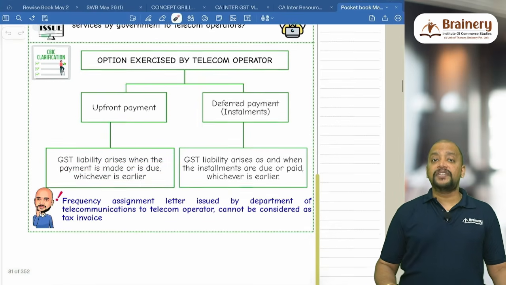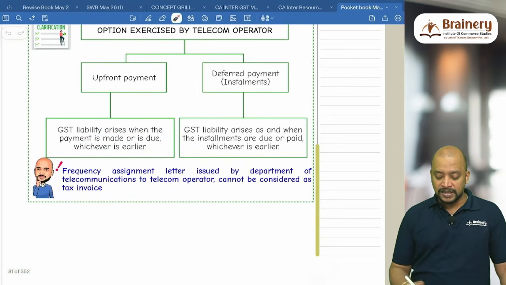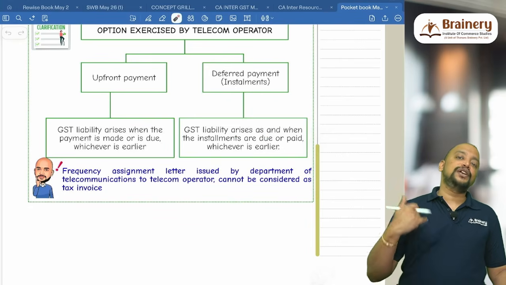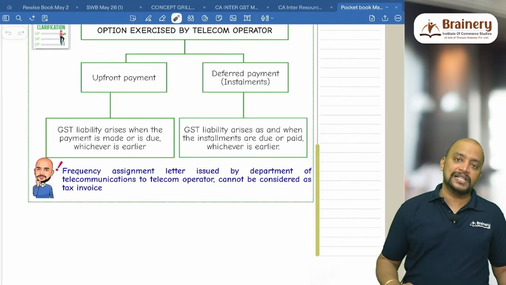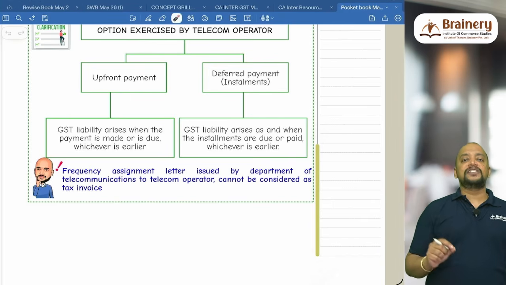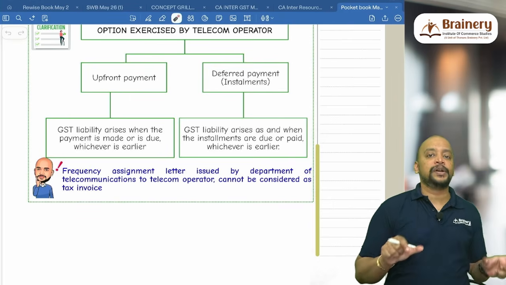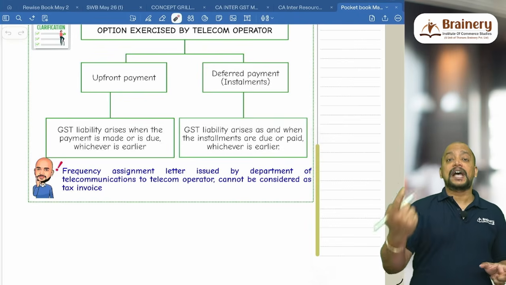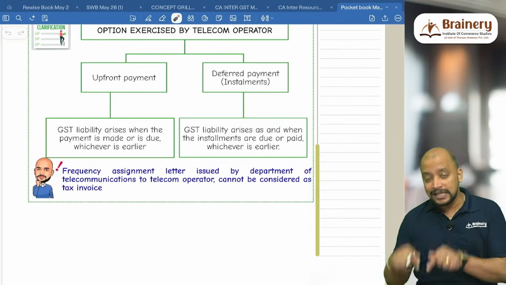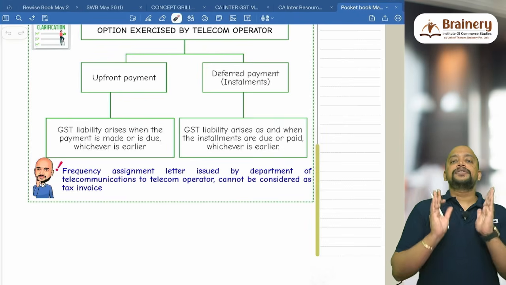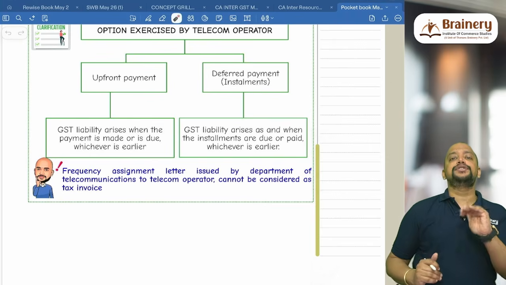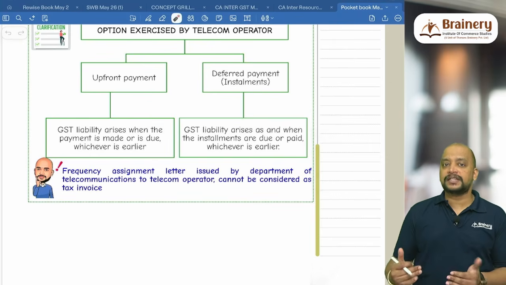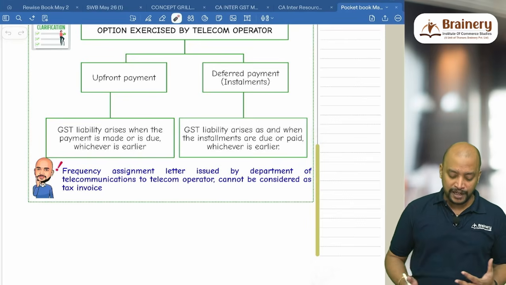Whereas in case of deferred payment option, that is in installments, GST liability arises as and when the installment is due or the installment is paid, whichever is earlier. Usually in these installments there will be a principal component and an interest component. For interest, generally we need to take the date on which interest is actually received as the time of supply, but in this case they are clearly telling that whenever the installment amount is due or paid, whichever is earlier, only that should be taken. So this will override. In this case, through the circular they are creating an overriding provision.